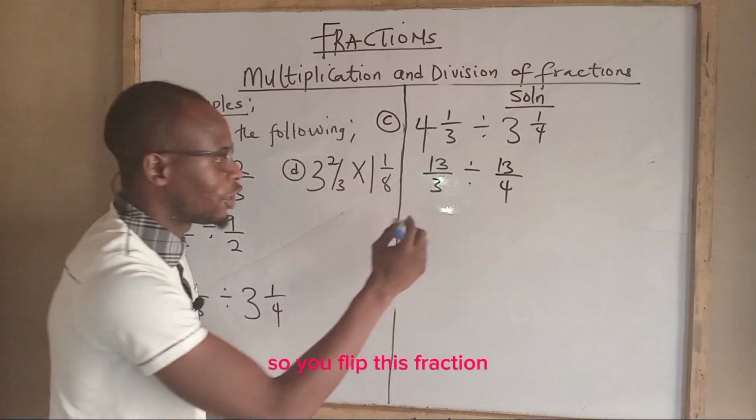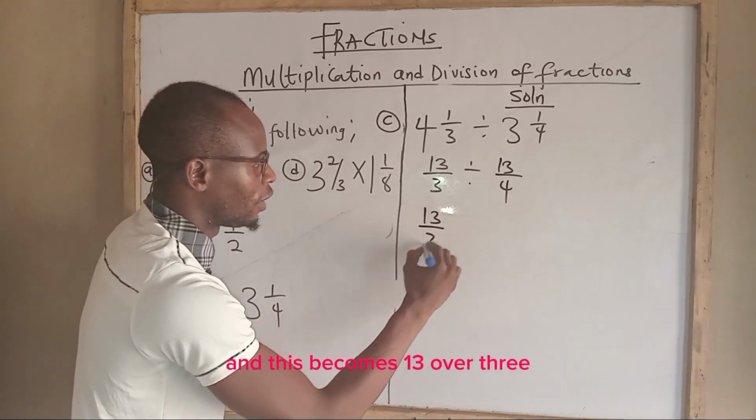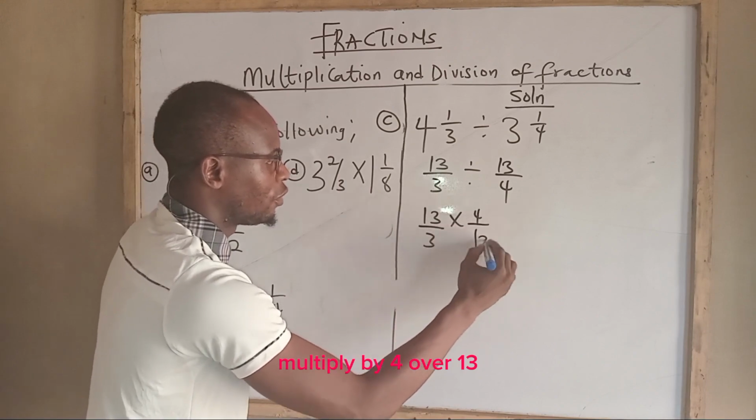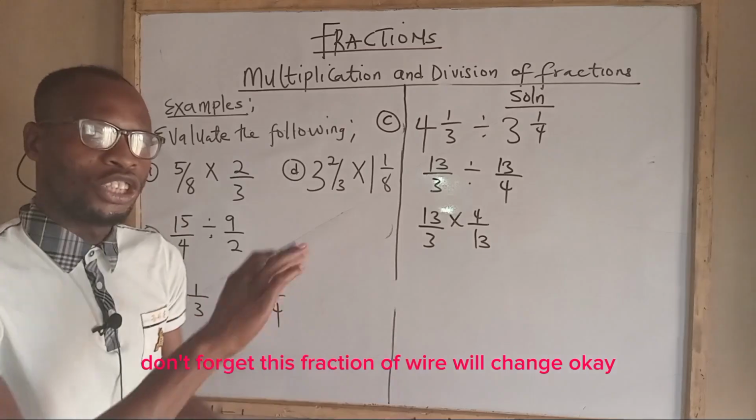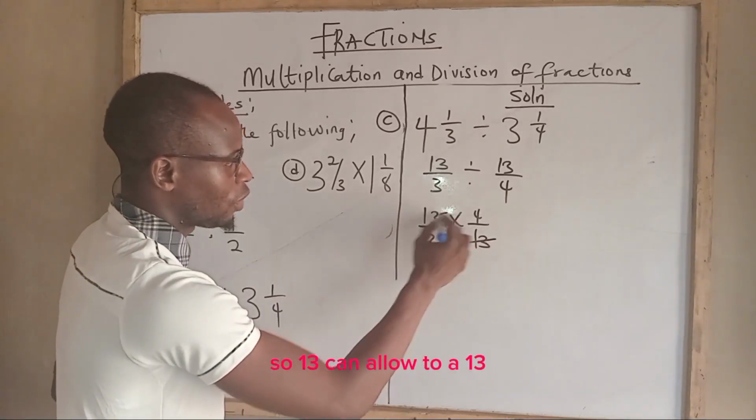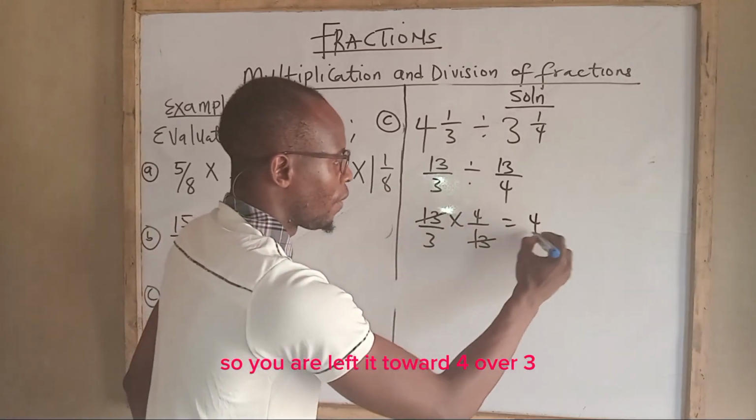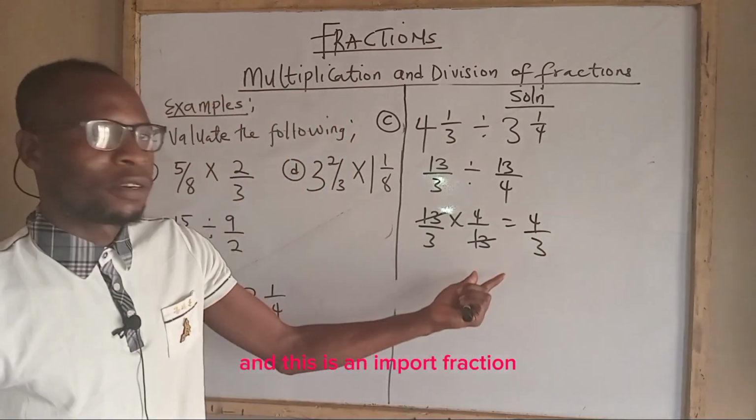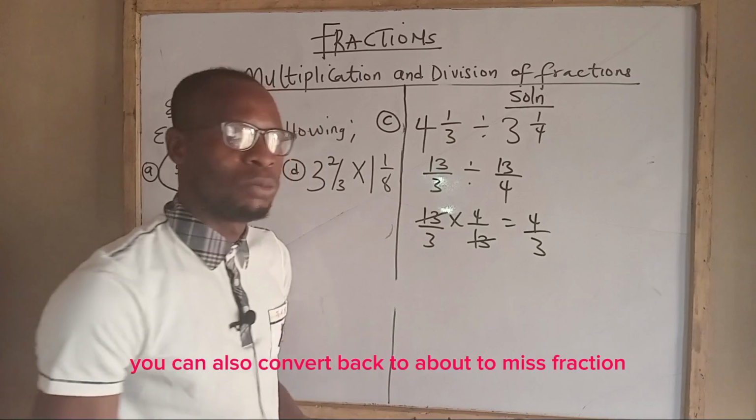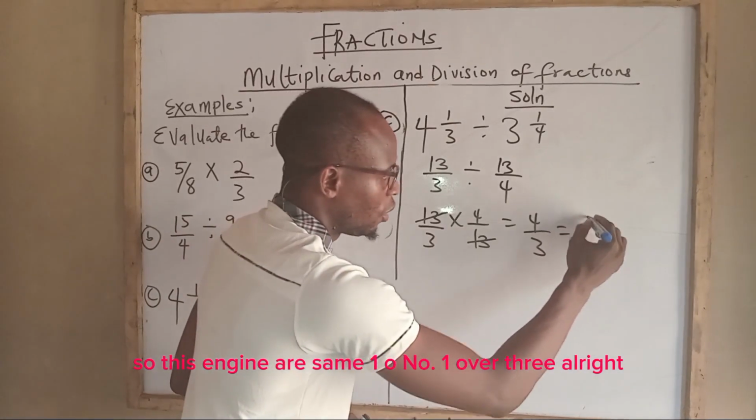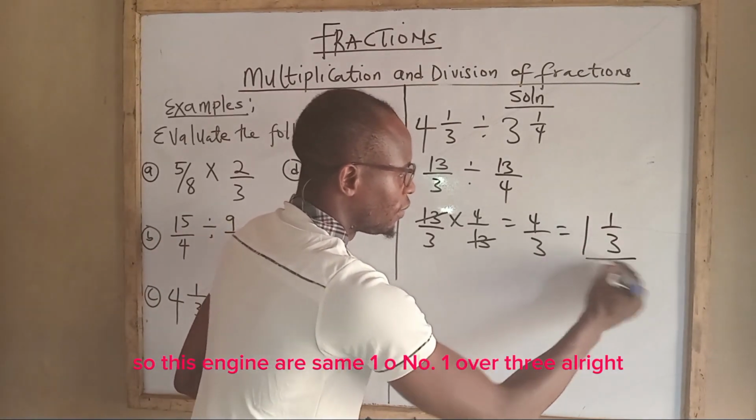So if you flip this fraction, this becomes 13 over 3 multiplied by 4 over 13. Don't forget, this fraction over here will change. Okay, so 13 cancels out what? 13. So you are left with what? 4 over 3. And this is an improper fraction. You can also convert it back to a mixed fraction. So this is the same thing as saying 1 whole number 1 over 3.